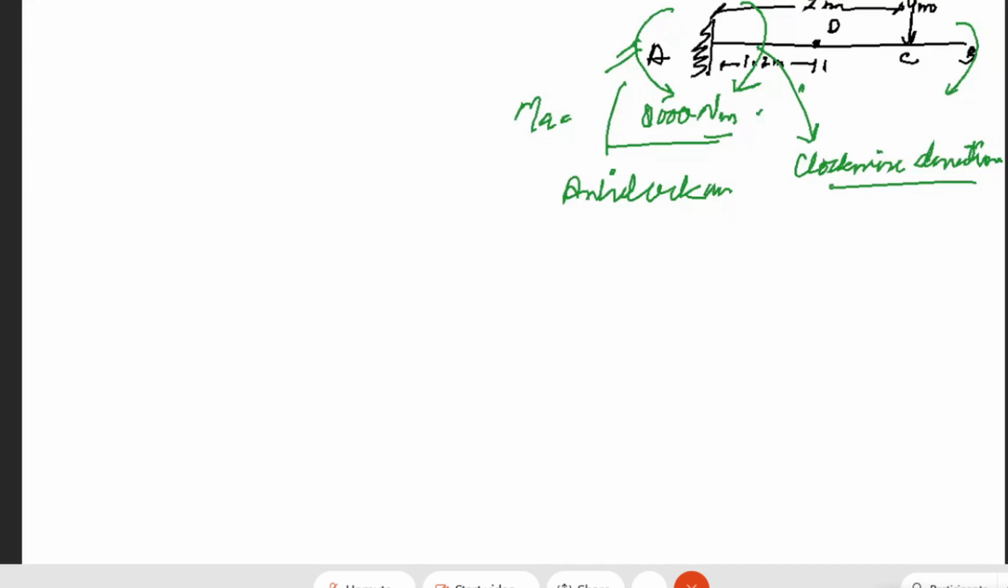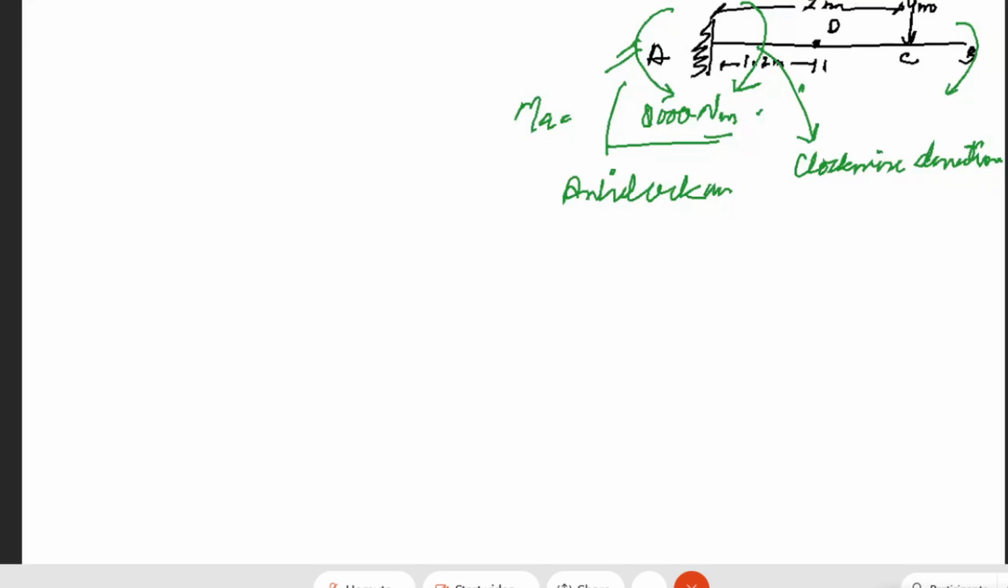So now if the support A is not able to provide the resisting moment, what will happen? Let's say we don't have enough capacity of this support to provide 8,000 Newton meter moment. What will happen? Simply, it won't be in equilibrium, and therefore it will rotate in the clockwise direction. It will go down like this. Equilibrium is not maintained. So in that case, what will we do?